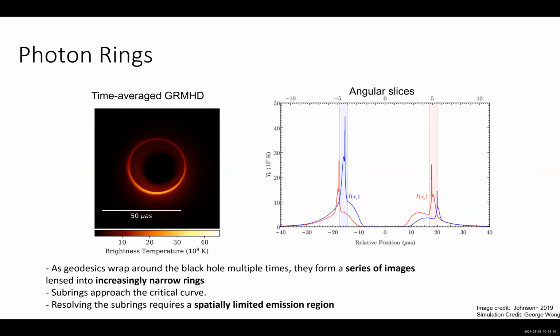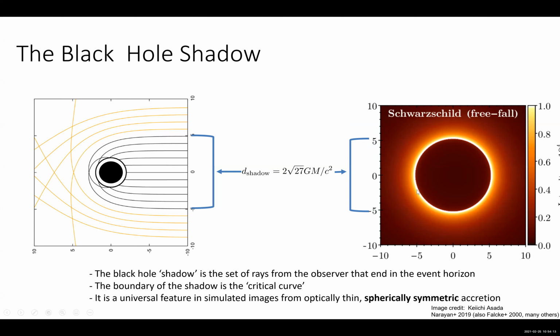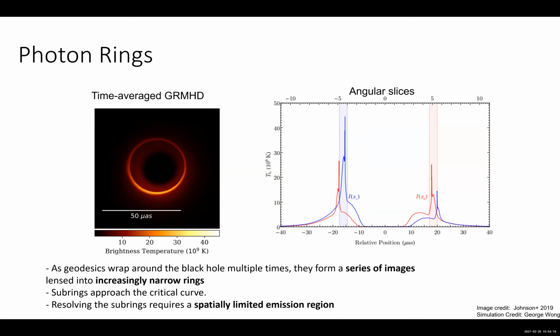Another feature that we see in simulations is these photon rings that were discussed yesterday in the great talk by Alex. As geodesics wrap around the black hole multiple times, they form a series of images of the emission region that are lensed into increasingly narrow rings as we do more and more wraps. These increasingly narrow rings increase in brightness, but decrease in size as we get close to the critical curve. Actually resolving these subrings requires the emission region to be spatially limited. If we have a completely spherically symmetric emission region, such as here on the right, these rings all blur into one. We need some sense of a distinct emission region to capture these rings.